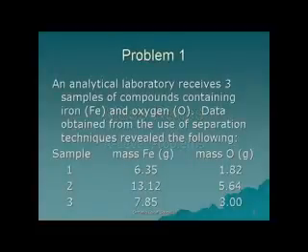A-level problems are such that it will often take more than one slide to present the entire problem. So we'll start it. An analytical laboratory receives 3 samples of compounds containing iron, which is symbolized by Fe, and oxygen, which is symbolized by O. Data obtained from the use of separation techniques reveal the following. In sample 1, we have 6.35 grams of iron and 1.82 grams of oxygen. Sample 2, we have 13.12 grams of iron and 5.64 grams of oxygen. And finally, sample 3 has 7.85 grams of iron and 3 grams of oxygen.